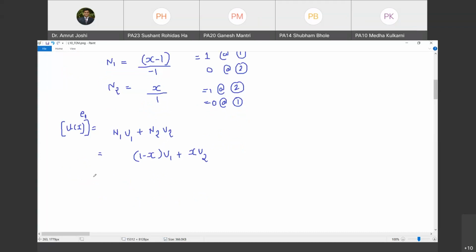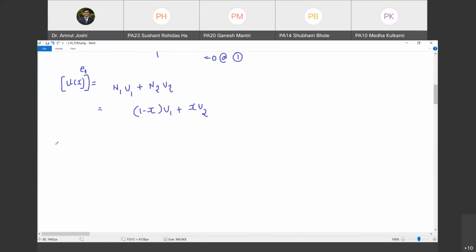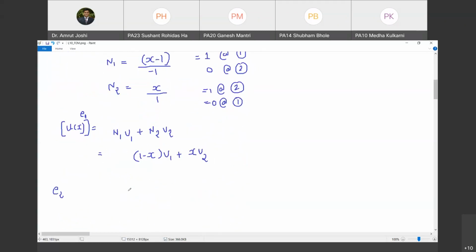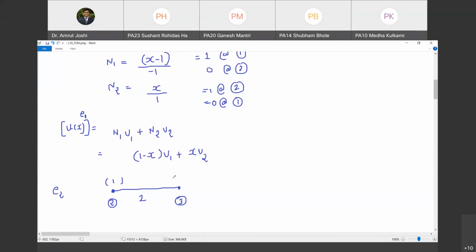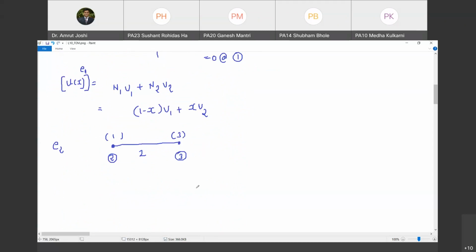Okay. Now, can we repeat this for element number 2? Yes, easily. But for element number 2, we have different node numbers. So we have node number 2 here and node number 3 here. Do you agree with me? Yes, sir. The length is 2. What is the coordinate of 2? Coordinate of 2 is 1. And what is the coordinate of 3? 3. Do you agree with me? Yes, sir.